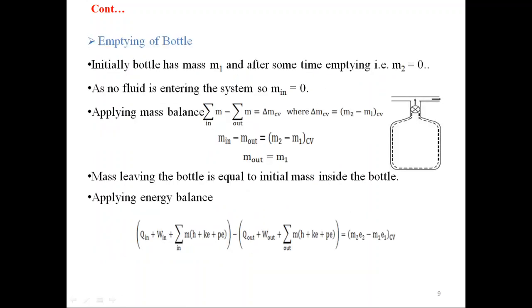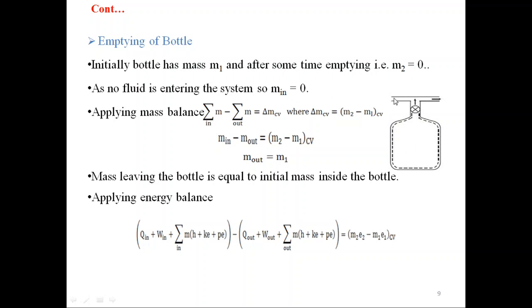Next we are doing just the reverse of the previous case. Now in this case we are emptying the bottle. So here we have a bottle. Initially the fluid in the bottle has a mass of m1. And after some time it is emptying, so m2 will be equal to 0. After some time this bottle will get empty, so m2 will be equal to 0.